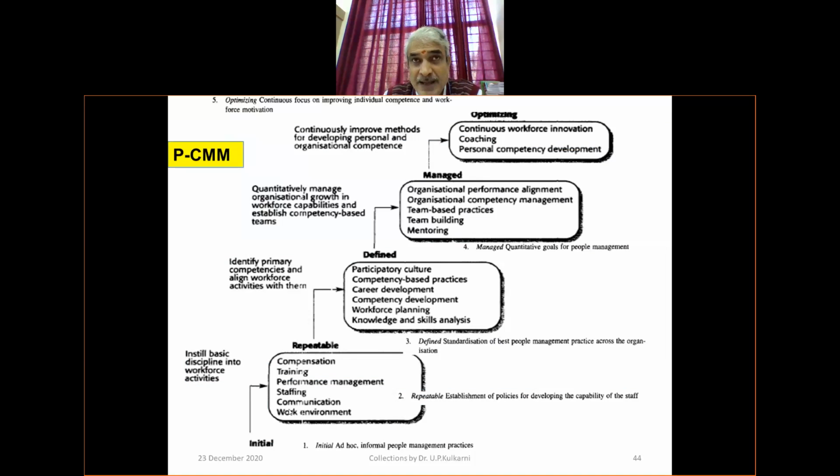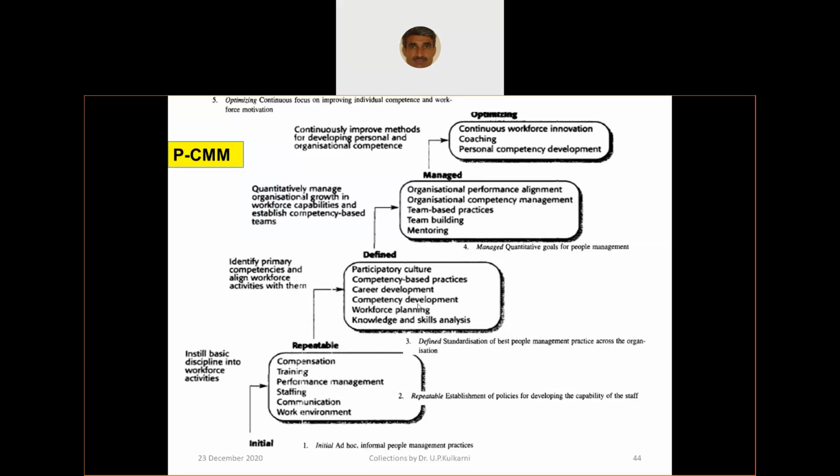There are different levels: level 1, 2, 3, 4, and it goes up to 5, right? All of you see here, you can take a screenshot of that. You will get it on the internet everywhere. So initially, when you work with people, you have everything in an ad hoc mechanism of people management. That's the initial level. But when you go to level two, it is repeatable, with repeatable establishment of policies.